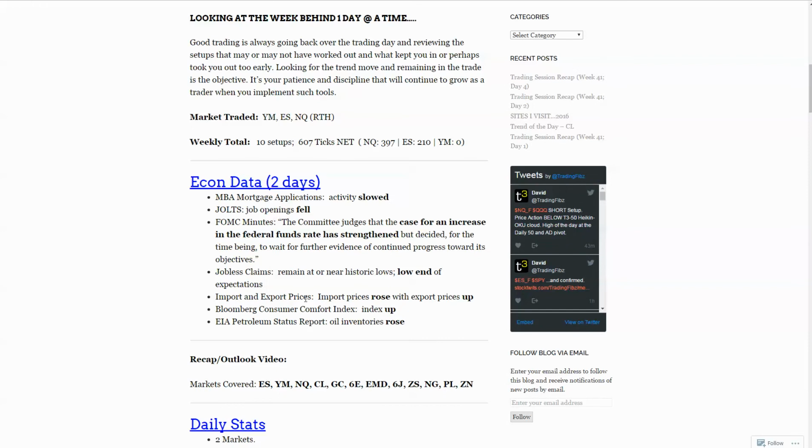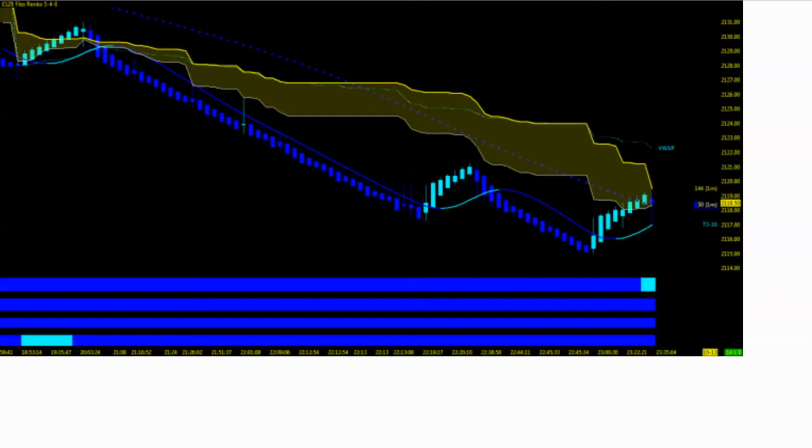There were 2 days of econ data in review, but that puts us up for 2 days of solid setups here. 10 setups, 607 ticks as we roll into Friday.